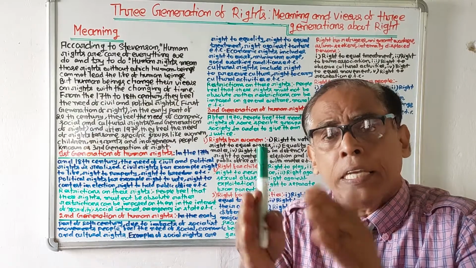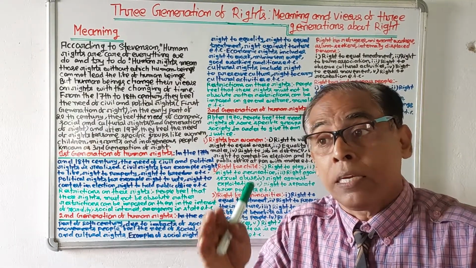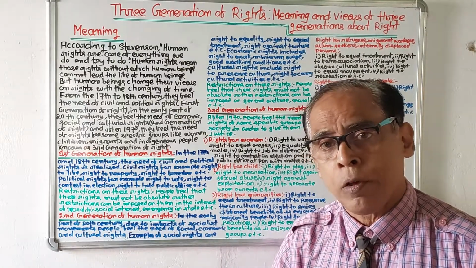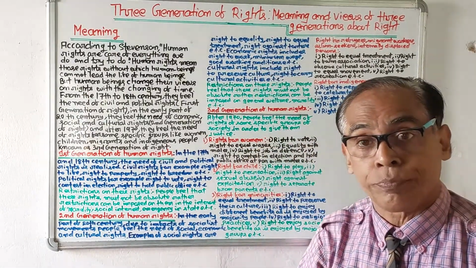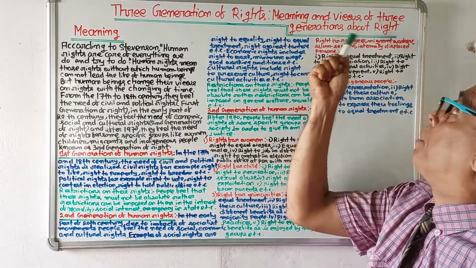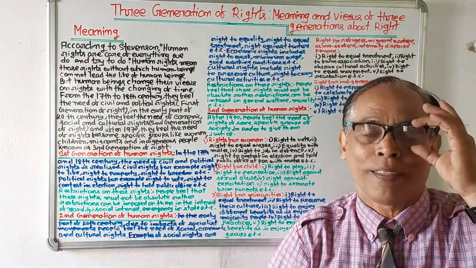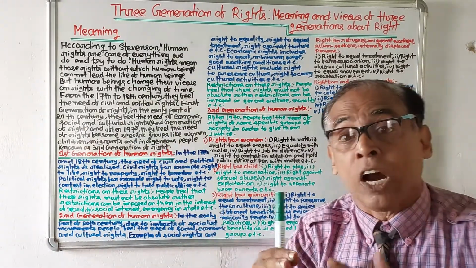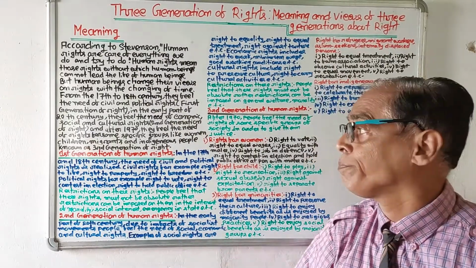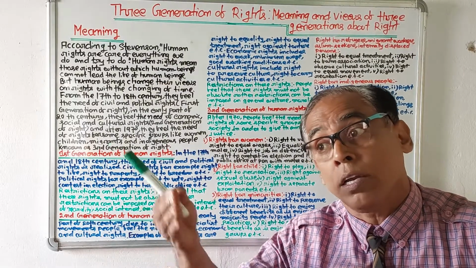So far as three generations of rights is concerned, we will discuss mainly two aspects of it. One is the meaning of three generations of rights. Number two, views of three generations on rights. So in this video we will discuss first of all the meaning of three generations of rights, and number two, views of three generations on rights.